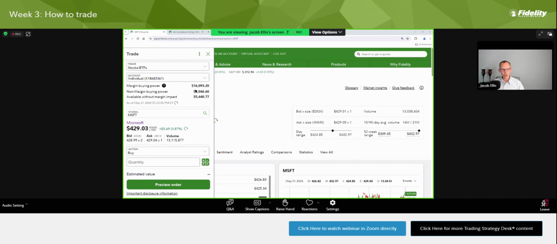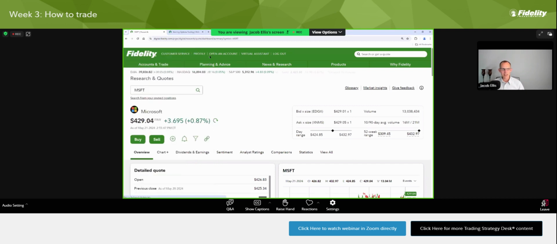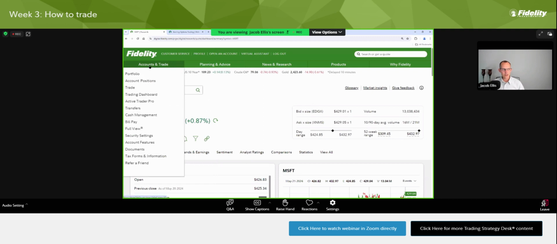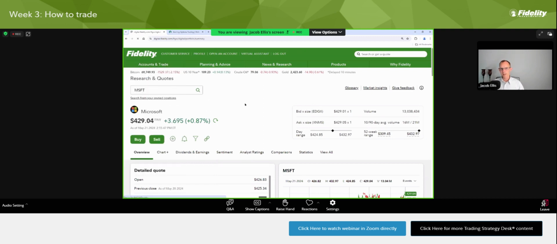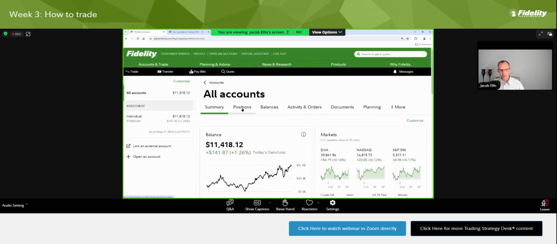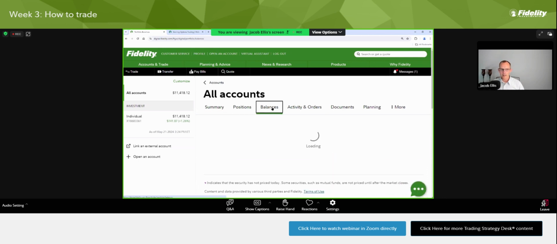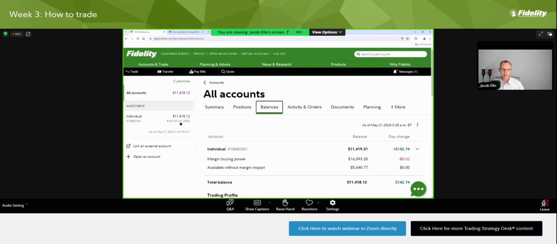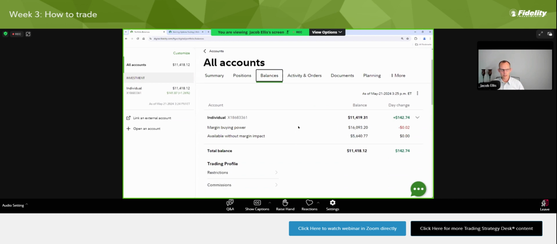And it's going to make a little more sense what's happening here with these balances if I first close out of this trade ticket, come back to our accounts and trades menu, and then click on portfolio. This is where you usually land when you sign into fidelity.com. And you'll see that right over here, we have balances. We click on it, and here's some detailed balances for this account.